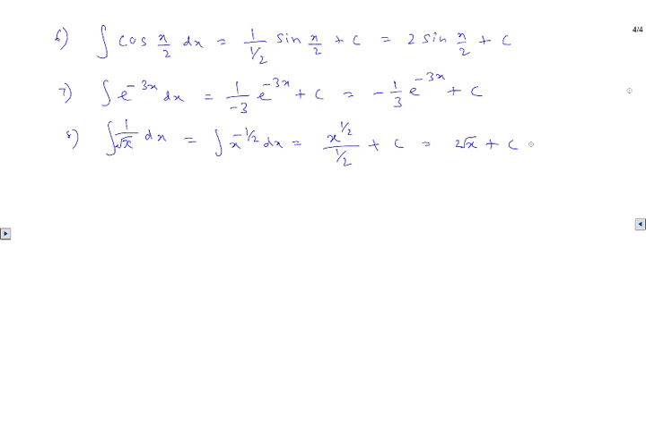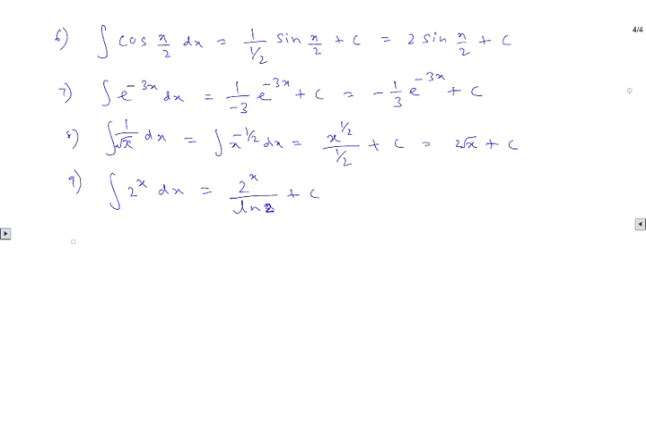Okay. One more. How about 2 to the x dx? If you have 2 to the x, what's going to happen? It is 2 to the x divided by ln 2, in this case ln a, plus c.